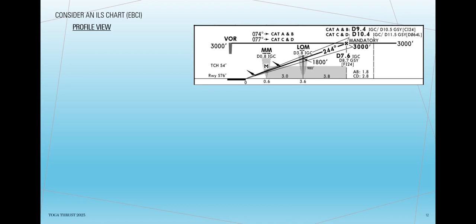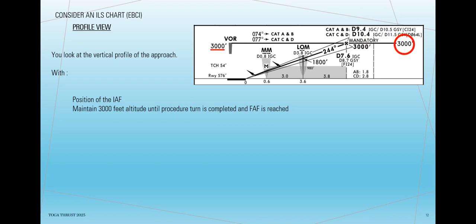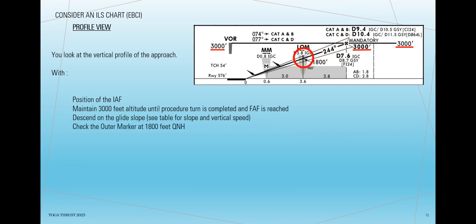Profile view. You look at the vertical profile of the approach, with the position of the initial approach fix. Maintain 3,000 feet altitude until procedure turn is completed and final approach fix is reached. Descend on the glide slope, see table for slope and vertical speed. Check the outer marker at 1,800 feet QNH. Continue to the missed approach point.